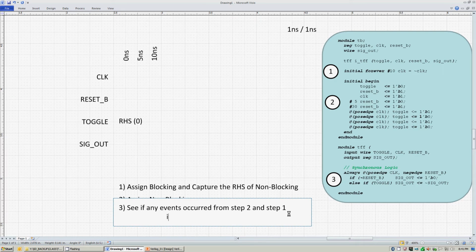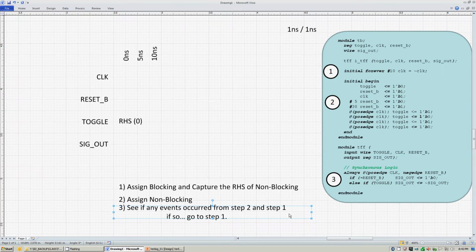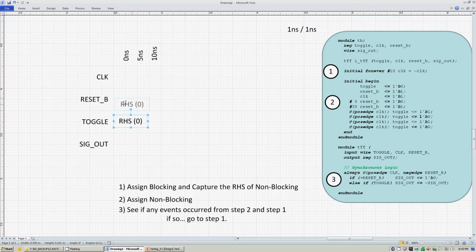If so, go to step 1. And this happens continuously until everything at that current time step has been solved. So what's going to happen here is, toggle, we grab the right-hand side. Reset, we grab the right-hand side, and it's currently 1.